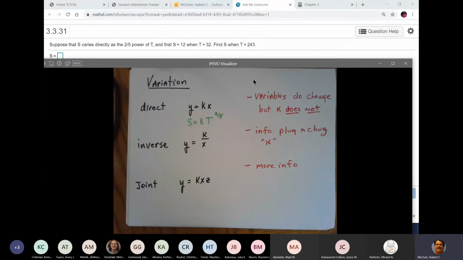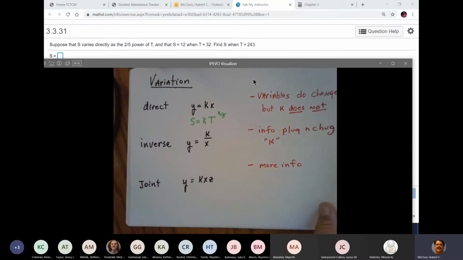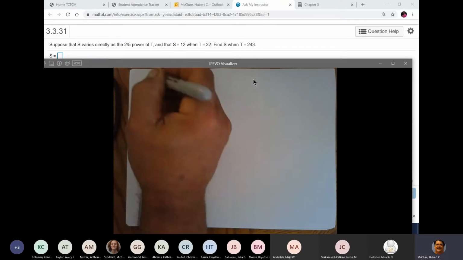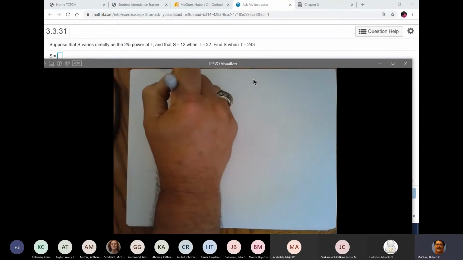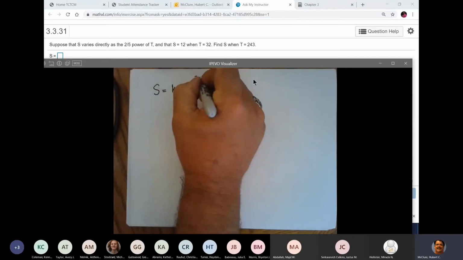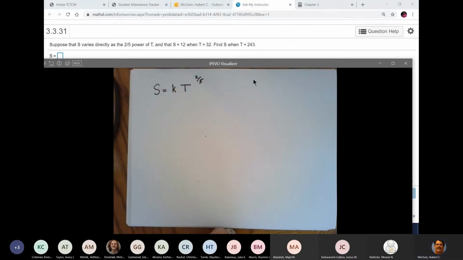Now, what does it say? It says that S is equal to 12 and T is equal to 32. Okay, they want you to find K. So I'm going to go over here and write down the formula. S is equal to lowercase k times T raised to the 2/5 power. And they give you S is equal to 12 and T is equal to 32.